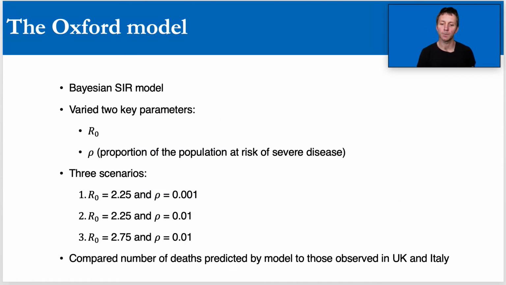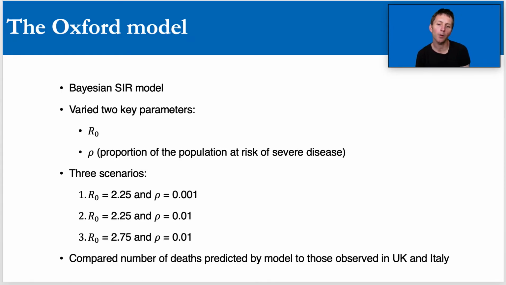So just a few details about this model. This is called a Bayesian model. I'm not going to go into the details of what that is. It's a slightly different way of doing statistics than a lot of you may have been taught in school or university. Again, it has assumptions. It's an SIR model, so it's a mathematical model rather than an individual-based model.